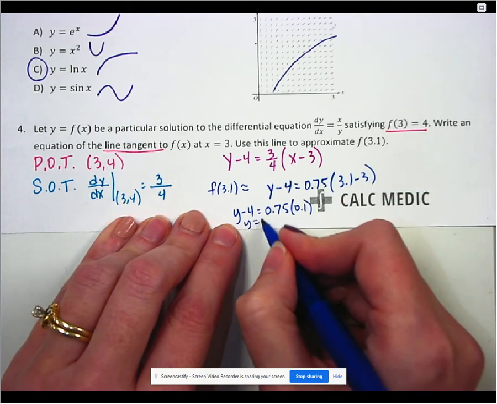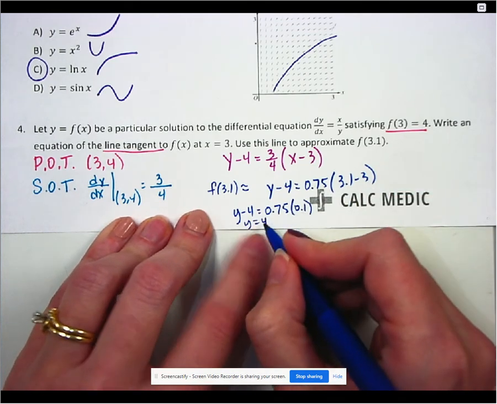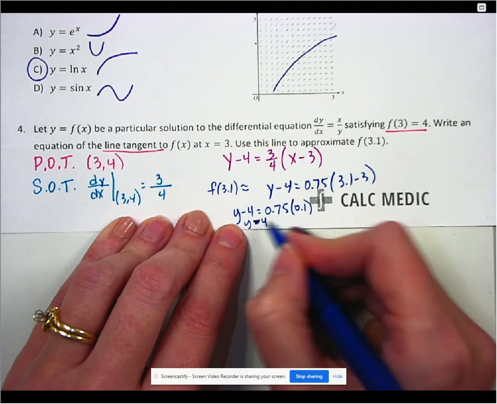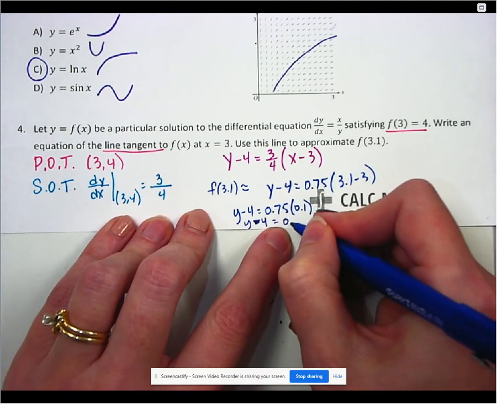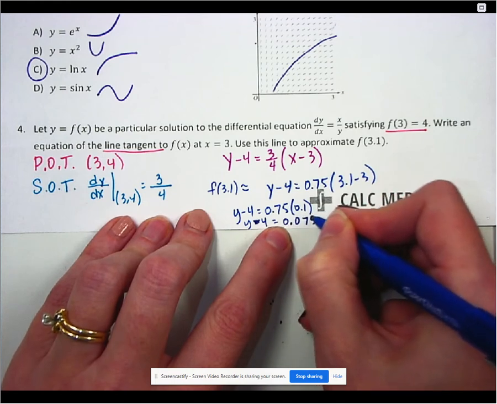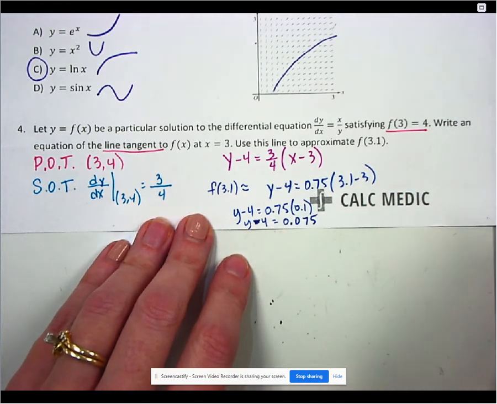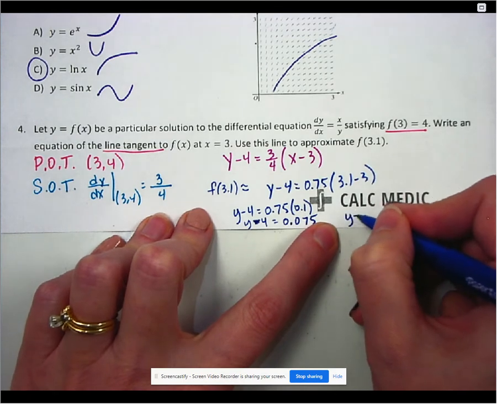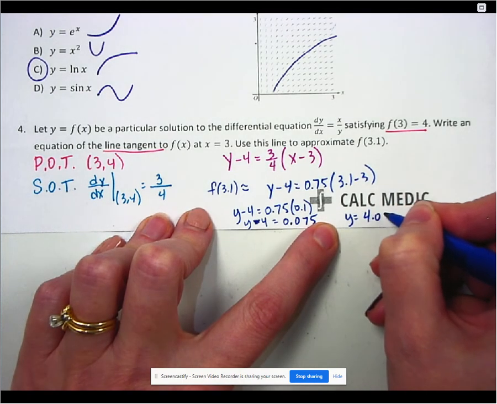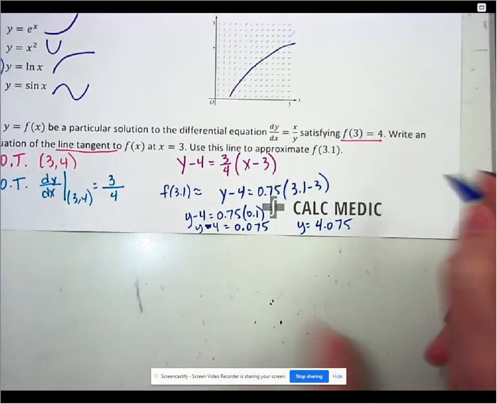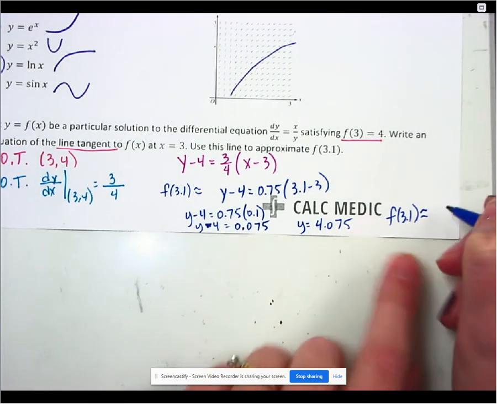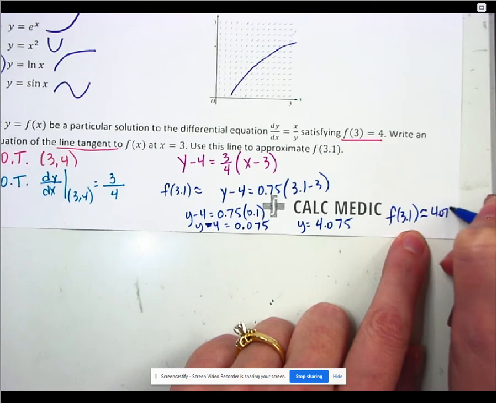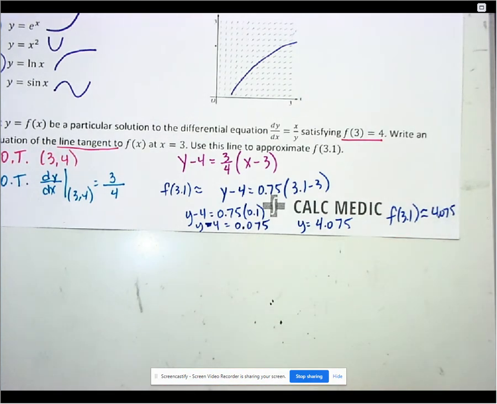Now, when I multiply, sorry, this should be minus. When I multiply anything by 0.1, it moves the decimal point over one to the left. And then when I add 4 to that, I get 4.075. So that would mean that f of 3.1 is approximately 4.075. So that's some old math we haven't done in a while.